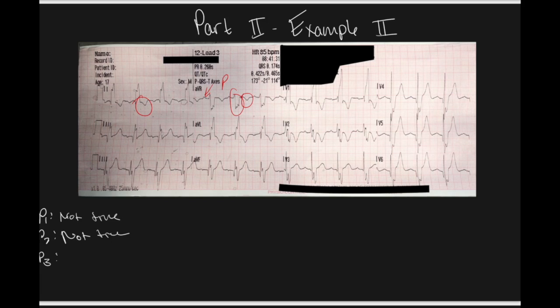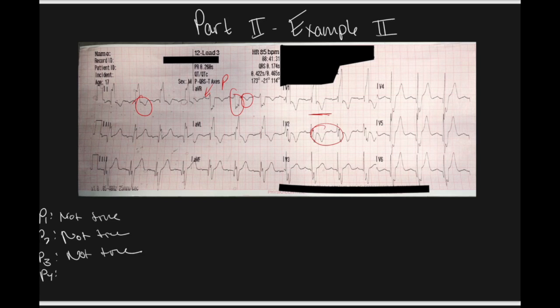The third pattern is that AVR and AVL should really be the only ones with T wave inversions and negative P waves. But again, we see that that's not true because lead 1 and V2 have negative T waves. They're inverted T waves. V1 has inverted T waves too, but not particularly concerning in and of itself. So we have not true.